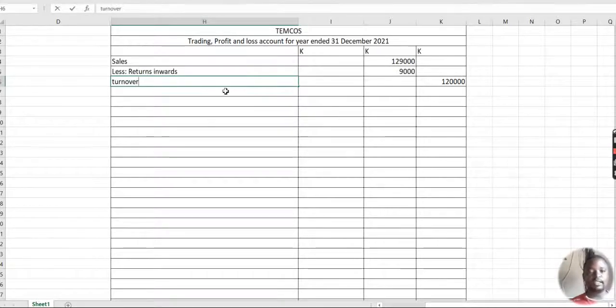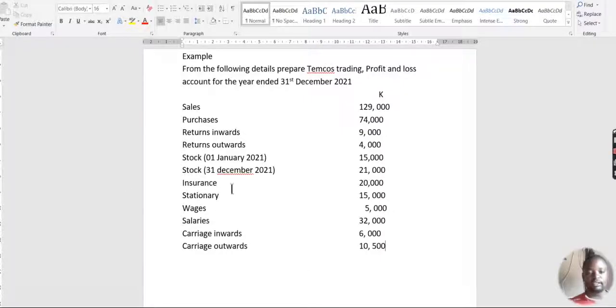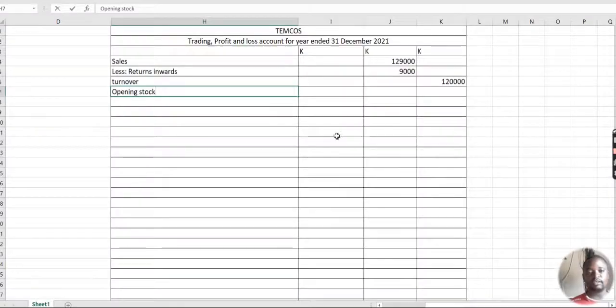The next, we are going to say opening stock. So our opening stock is how much? Let's go and check. Now remember, see what you have done. They have not said opening stock and closing stock. They have just said stock on 1 January 2021 and stock on 31st December 2021. So you should know that the one that is in January is opening stock. The one that is in December is closing stock. So our opening stock is 15,000 kwacha. So we go there and put opening stock 15,000.